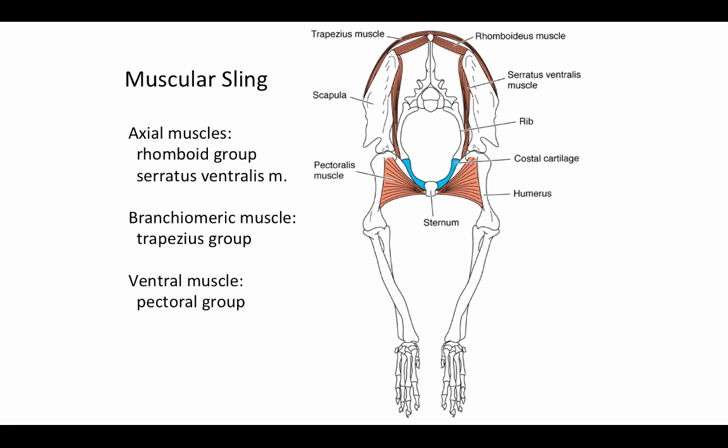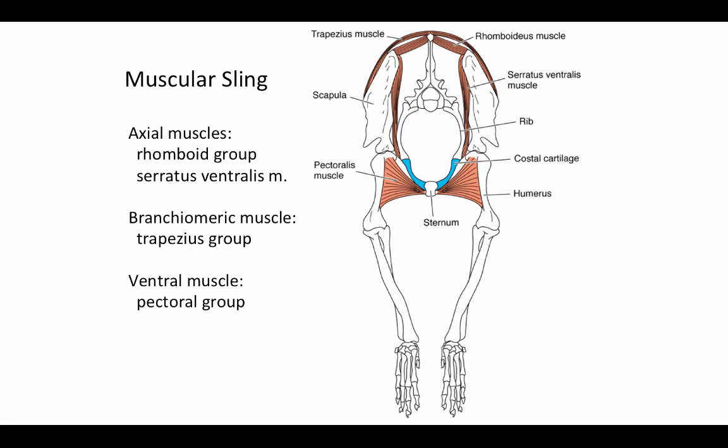But first, let's take a look at the muscular sling. Remember we said that there's no bony connection between the axial skeleton and the appendicular skeleton in the forelimb. And so we said if we took a scalpel, we could slice that entire forelimb straight off without encountering any kind of bony resistance, just soft tissue. And so these muscles have to be very, very strong to stabilize the forelimb and keep it attached to the axial skeleton.